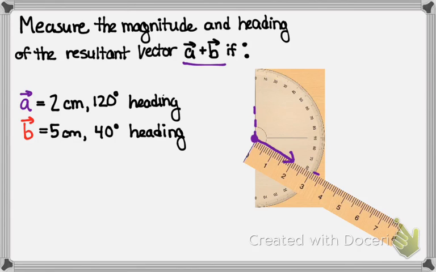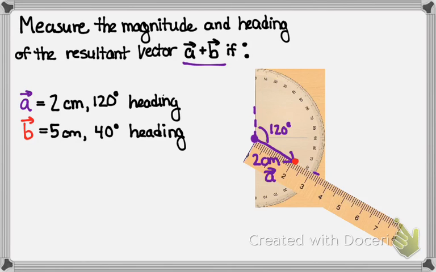And before I move on, I should label everything I know about vector A. So this angle was 120 degrees. This magnitude was 2 centimeters. And I'm going to put a little vector A label so that I know that's vector A. Now I'm ready for vector B. Okay, so I put my dot right at the tip of vector A because I know I'm adding it on.